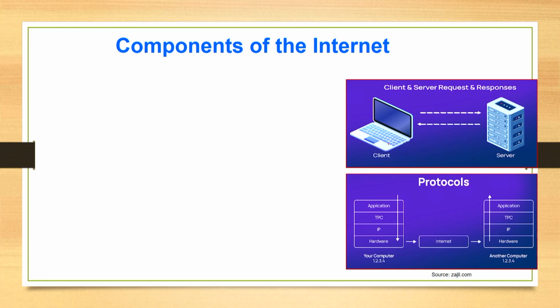So, let us start with what the components of the Internet are. From the diagram you see that the first one is the client server, then the protocols that are used for data transmission. We have already gone through the different types of networks, LAN, MAN, WAN, the transmission media, that is guided or unguided, the network devices that are used, and the protocols.